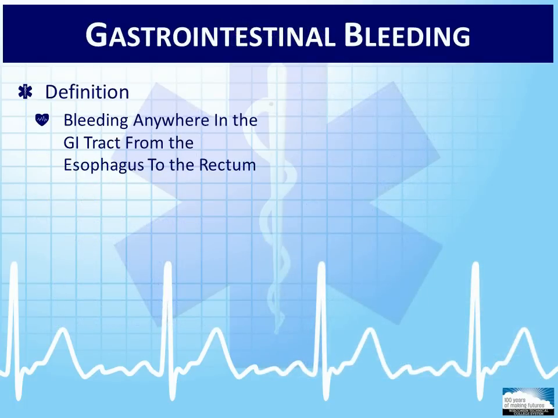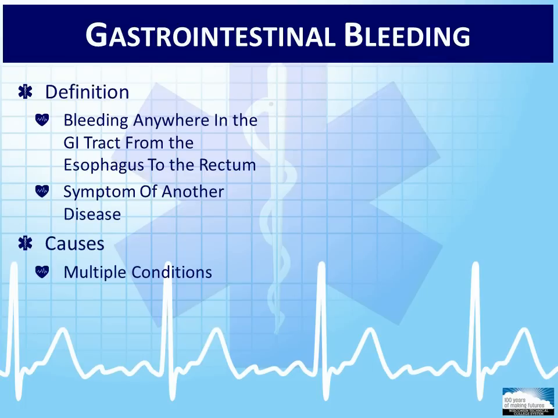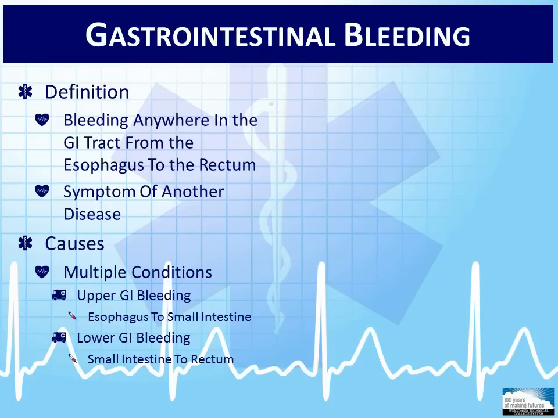Gastrointestinal bleeding is bleeding anywhere within the GI system, from the esophagus to the rectum. GI bleeding is a symptom of another disease, not a disease itself, and there are multiple conditions that can cause upper GI bleeding, from the esophagus to the small intestine, and lower GI bleeding, from the small intestine to the rectum. Upper GI bleeding may result from esophageal varices, esophagitis, a Mallory-Weiss tear caused by vomiting, or a stomach ulcer.